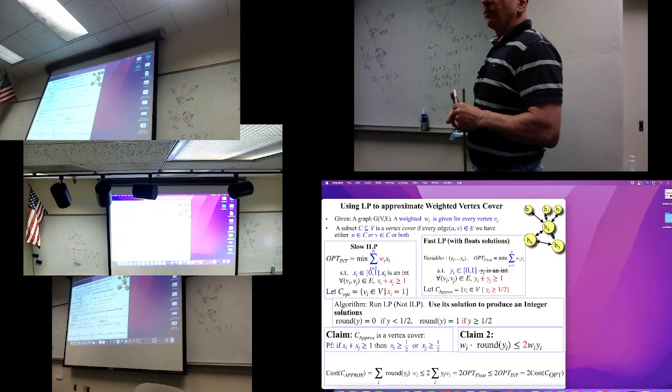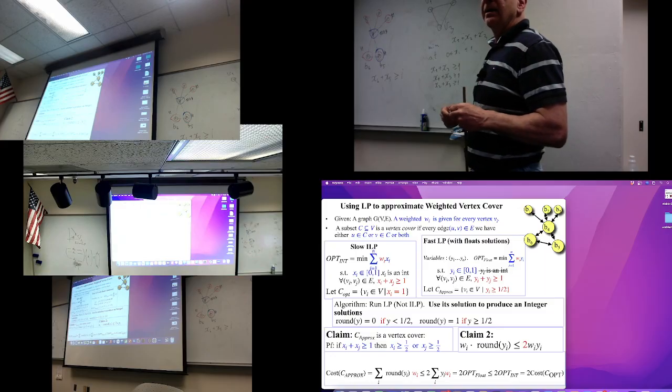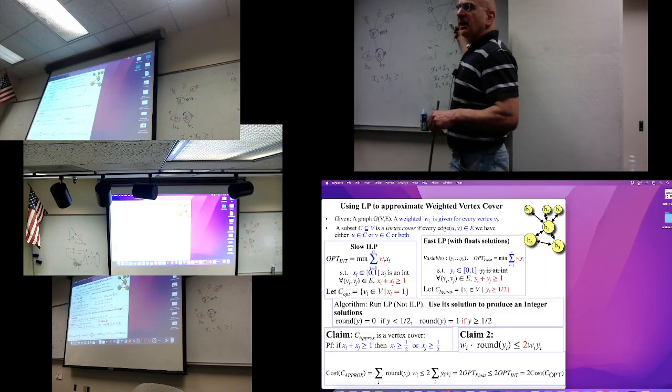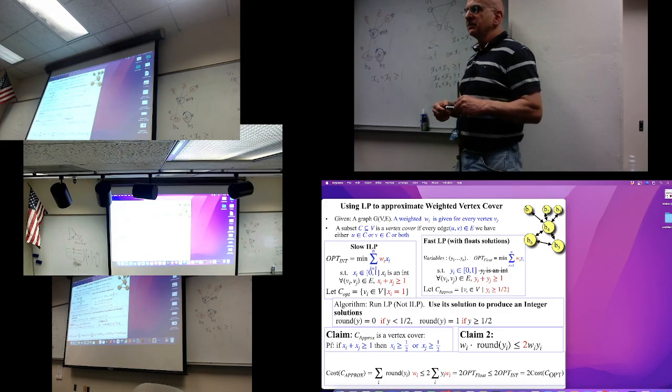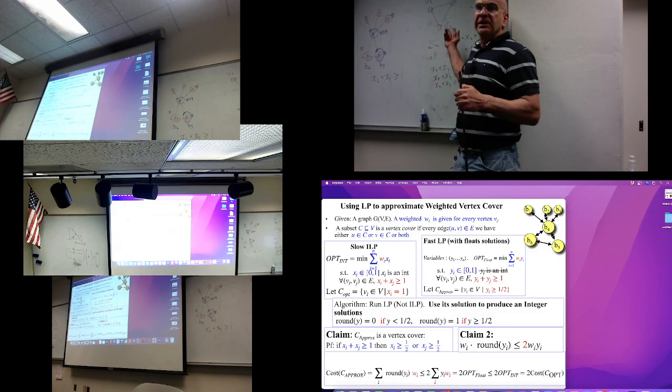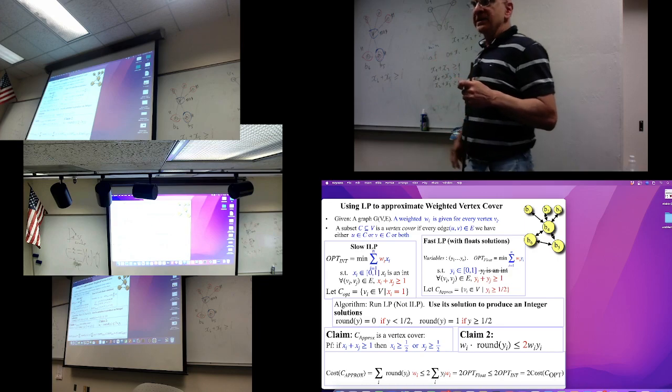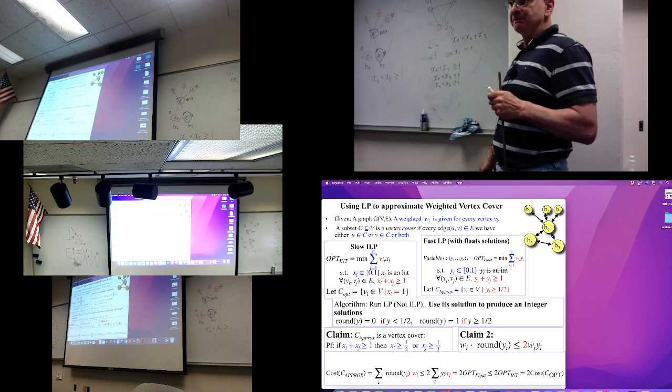And when I require it to be the ILP, then my solution for this graph, what would be my value of the cost function? Not hard for this graph when it's ILP. 2. I must pick 2 vertices. I don't know which ones. What will be the solution for the LP?